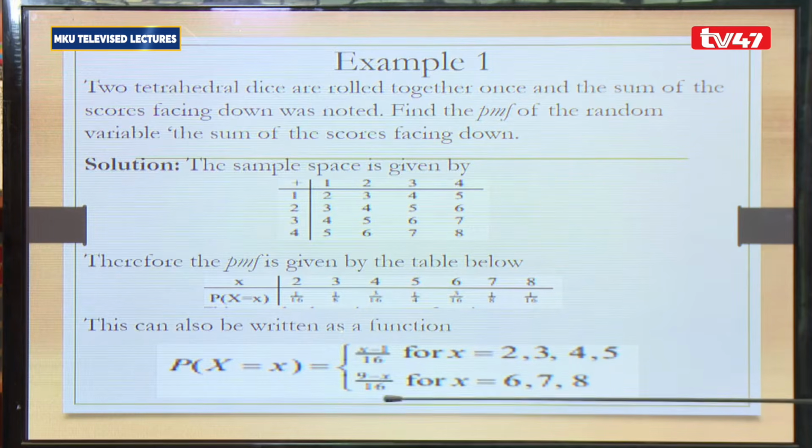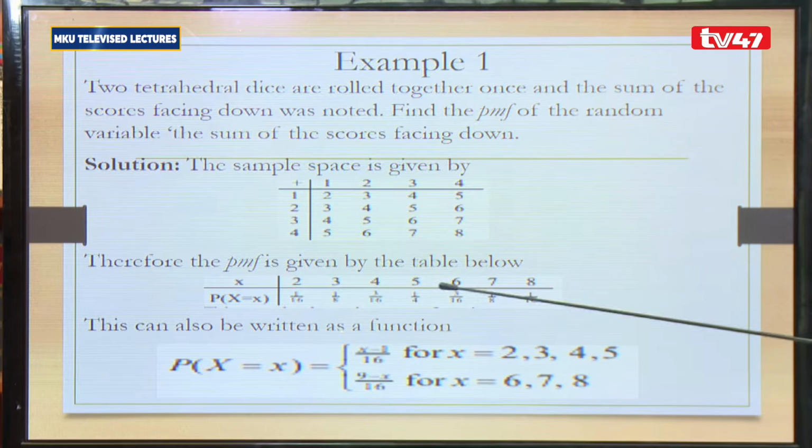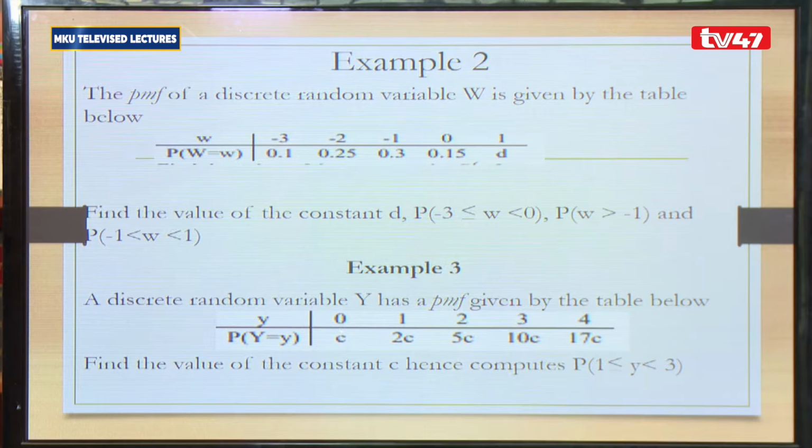By applying this for these values of X, you're going to get this table. So these and these represent the same thing. They are PMFs for our case of tossing 2 tetrahedral. Now we look at examples which we derive together here to see what they imply.